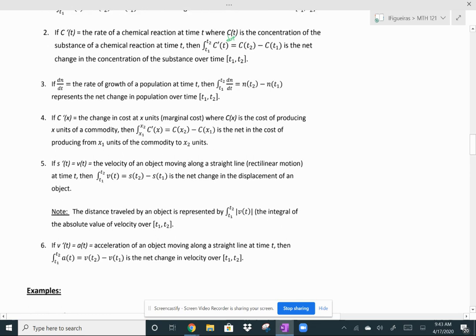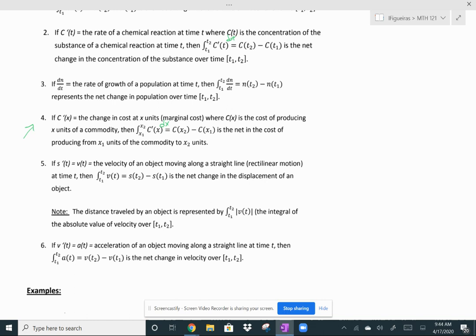Okay, next example is more business-oriented. This one says if C prime of x is the change in cost of x units, that's considered to be marginal cost, where C of x is the cost of producing x units of a commodity, then the integral from x sub 1 to x sub 2, remember x sub 1 and x sub 2 are number of units, of C prime of x, and remember, always put your differential, sorry I forgot that in several places, is equal to C of x sub 2 minus C of x sub 1, and that represents the net cost of producing units from x sub 1 to x sub 2.